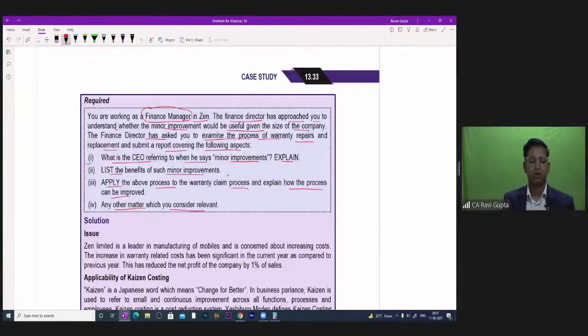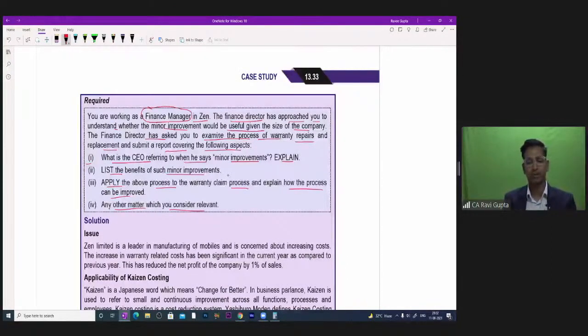Number 1, what is the CEO referring to when he says minor improvement? Explain. That minor improvement is Kaizen costing, right? List the benefits of such minor improvements. What will be the benefits? Apply the process to the warranty claim process and explain how the process can be improved. Any other matter which you consider relevant.